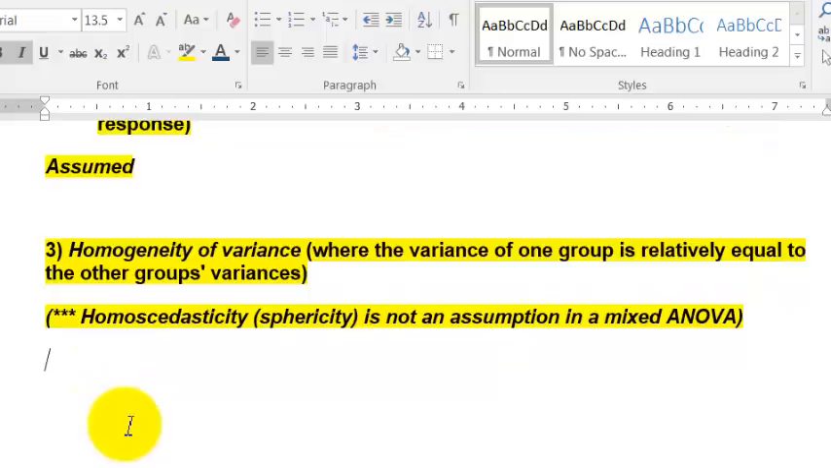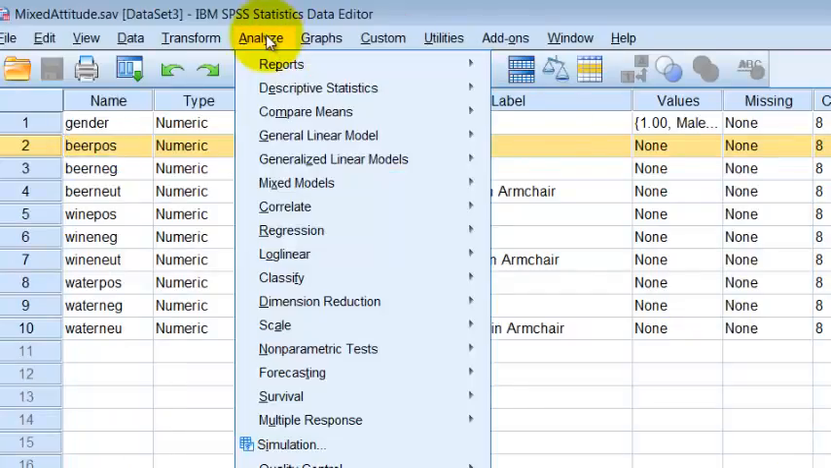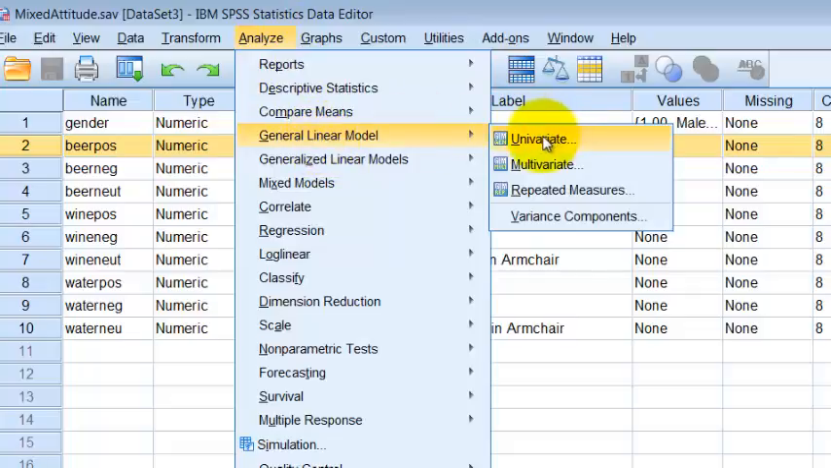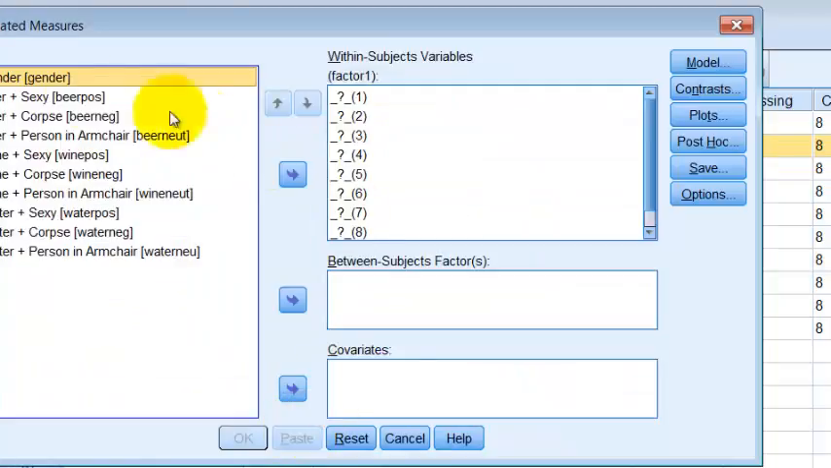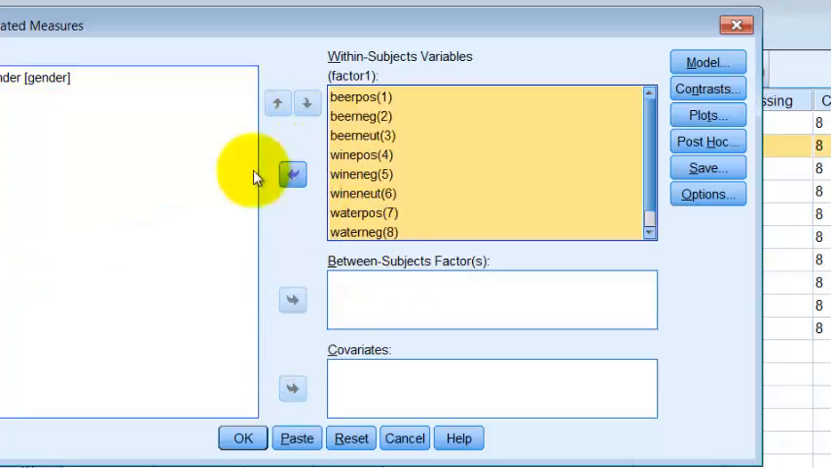So we're going to go ahead and run our ANOVA. So let's run our mixed ANOVA. We're going to go to Analyze, General Linear Model. We're going to do Repeated Measures here, right? And there were 9, right? 3 wine, 3 beer, 3 water. And we're going to define those. Those are going to be our repeated measures. And our between groups is our gender, right?